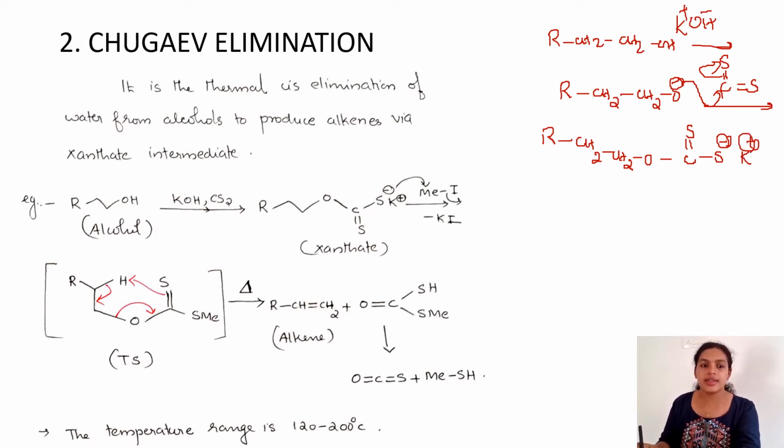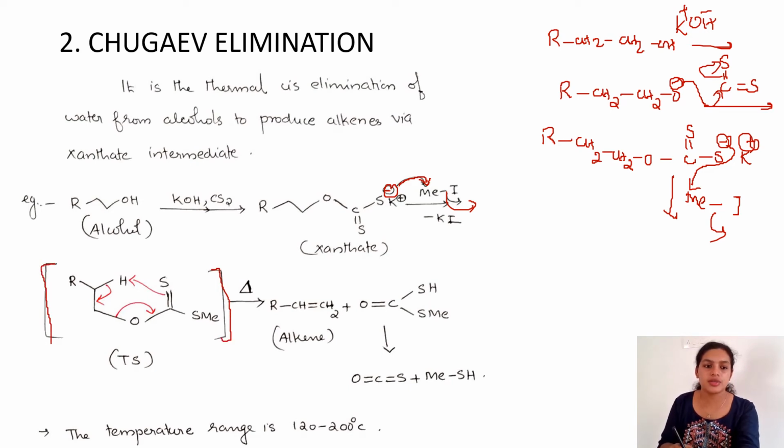Then you can see that the negative charge on the sulfur atom attacks the methyl group of methyl iodide, and KI is eliminated to give this product. With CH3I, we get the product which is seen in the square brackets.